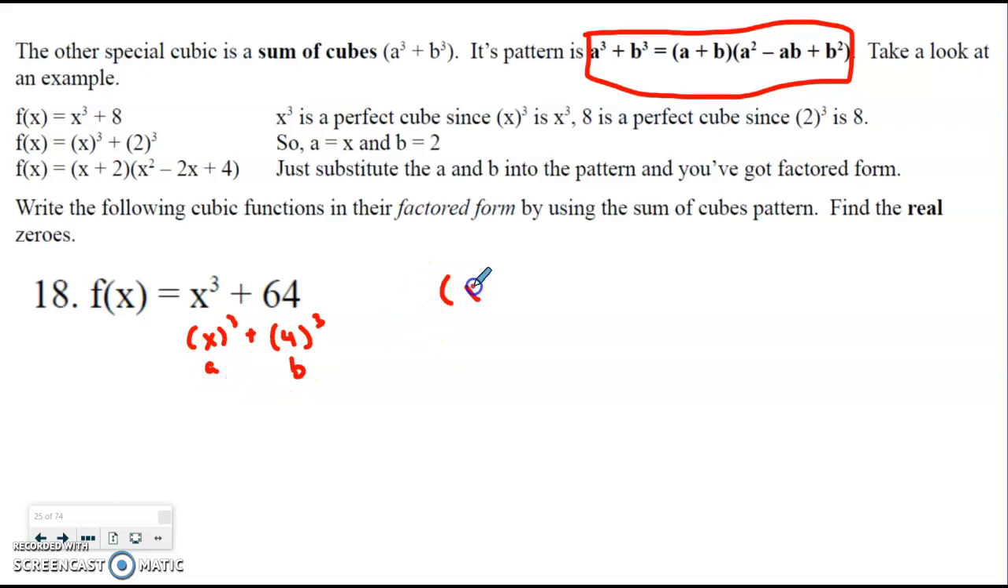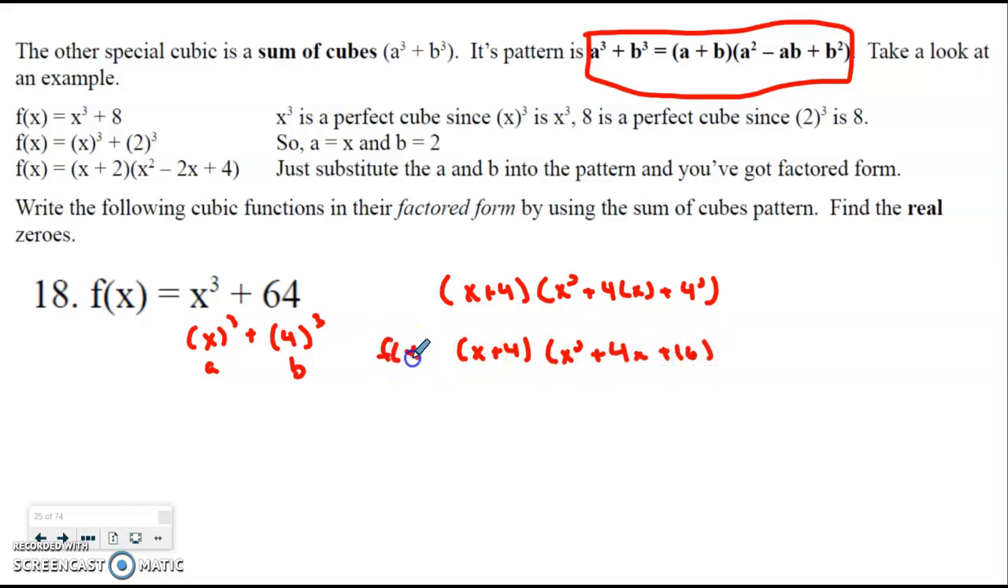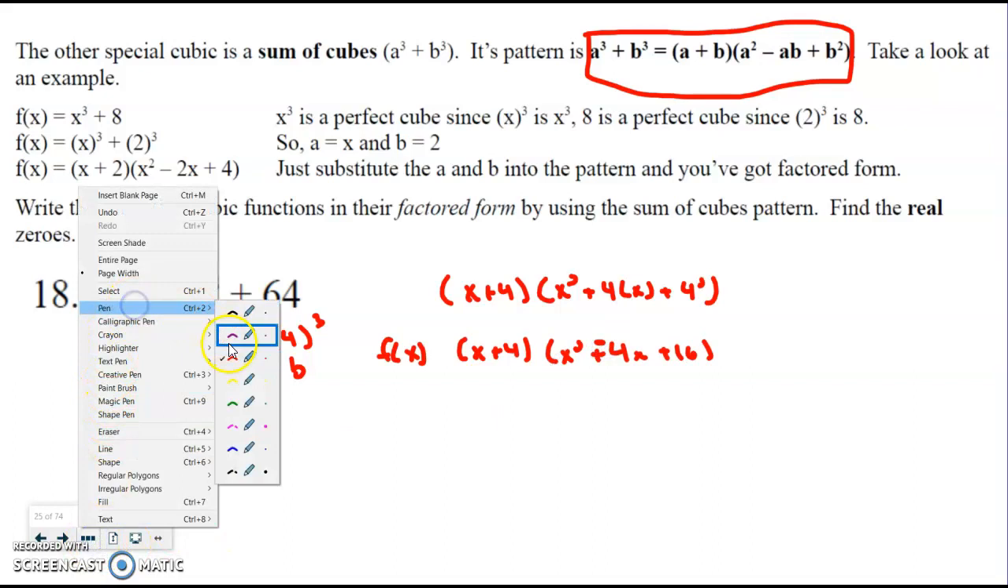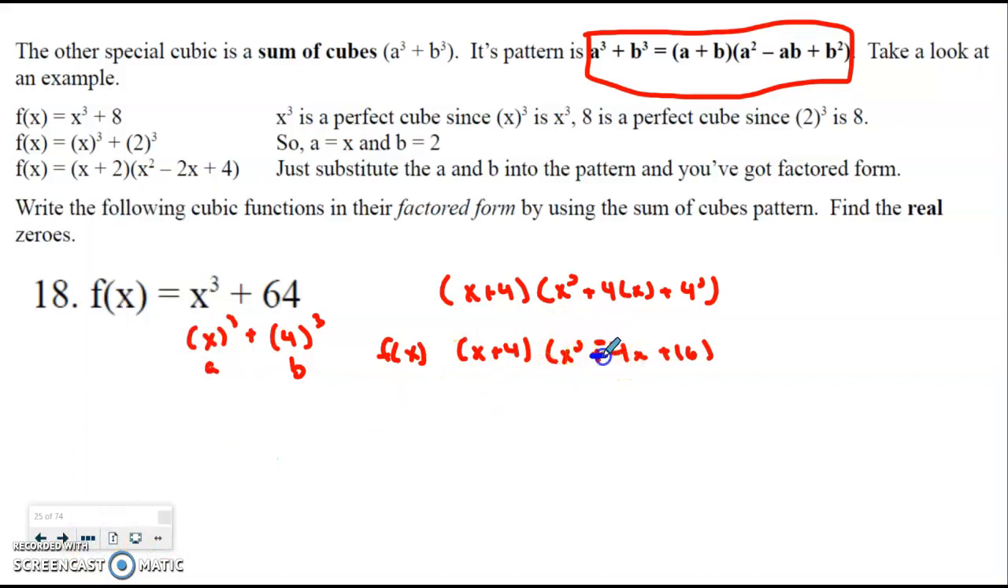So I'm going to have x plus 4, and then I have x squared plus 4 times x plus 4 squared. It's going to be that form. So I'm going to have x plus 4, and then I have x squared plus 4x plus 16 is going to be that factored form. Oops, that should be a minus right there. Keep on making that mistake. But that should be a minus 4x right there. The pattern goes a squared minus ab plus b squared. So your zero would be x equals negative 4 in that case.